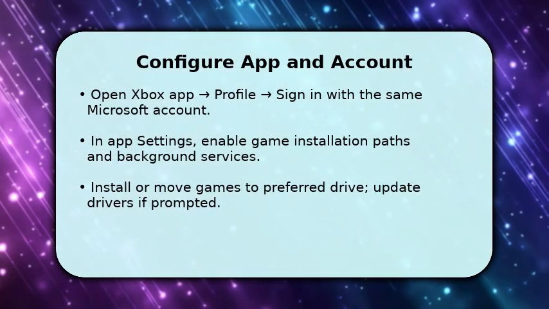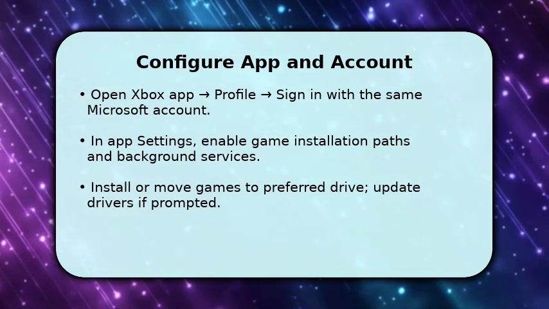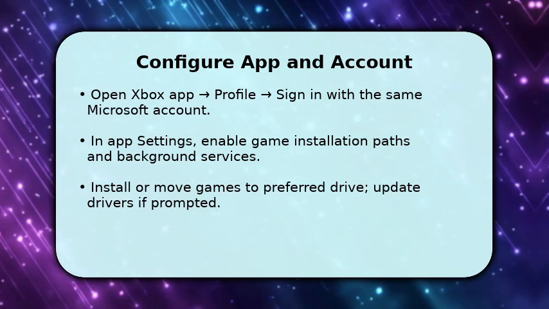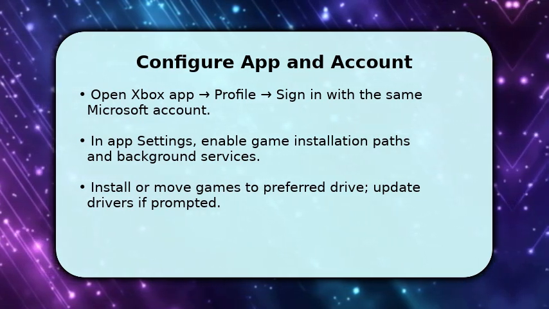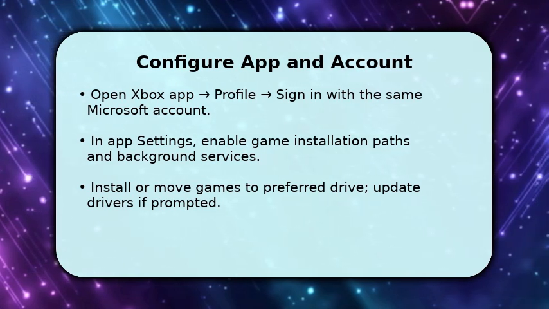Once signed in, navigate to Profile and confirm your account details. This is how Game Pass entitlement is checked. Then open Settings, set your default install location, and allow the app to run in background. That enables downloads and cloud saves.